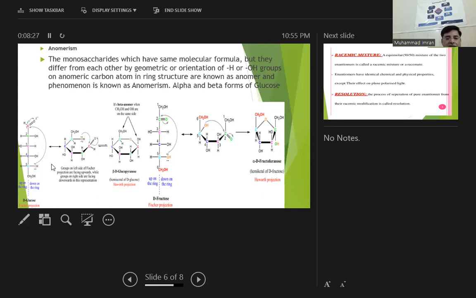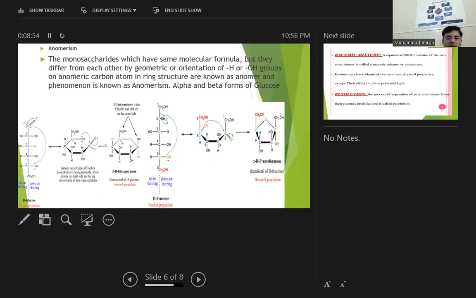So for ring formation, the penultimate carbon atom attacks the carbonyl carbon atom, the functional carbon atom. Then the radical on the right side is oriented downward and the radical on the left side is oriented upward. So we have the ring structure. Mostly the penultimate carbon atom attacks the functional group carbon, which is known as the carbonyl carbon atom. So this is Haworth projection.